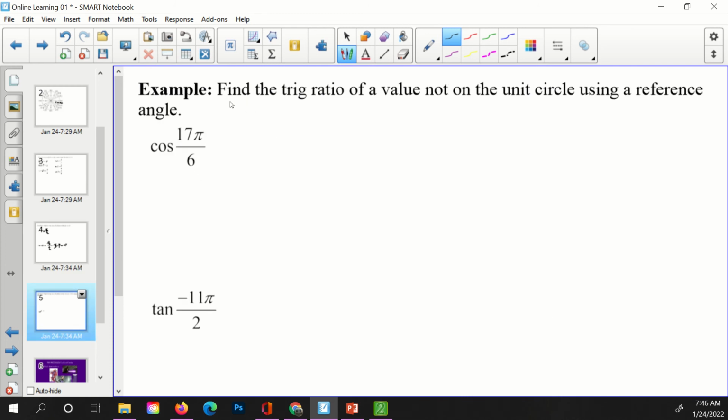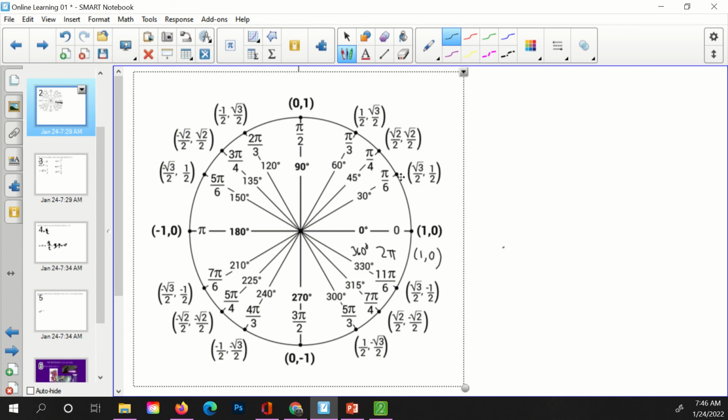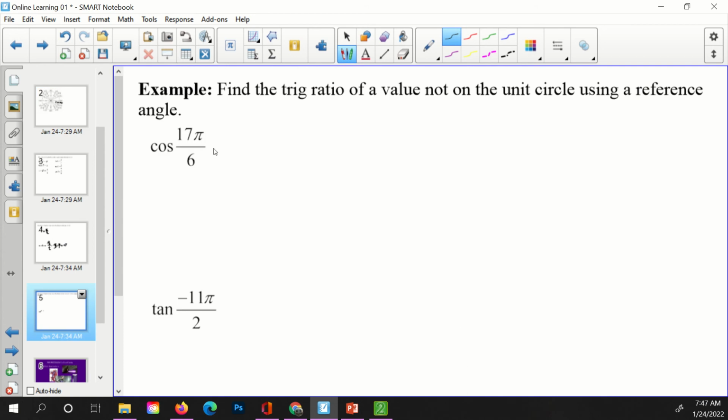Alright, so if I talk about this thing, find the trig ratio of a value that's not on the unit circle using some sort of reference angle. The cosine of 17 pi over 6. Well, 17 pi over 6 is not on the unit circle. It is far too large. But you'll notice that if I go all the way around, that'll be 2 pi radians. And then whatever else, then we start repeating values. Every time I go around one time, 2 pi is equal to 12 pi over 6.